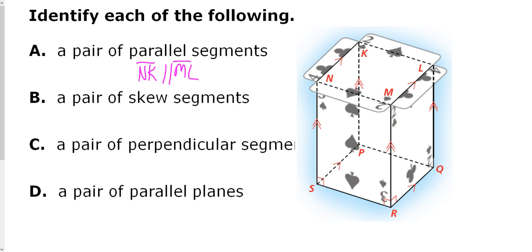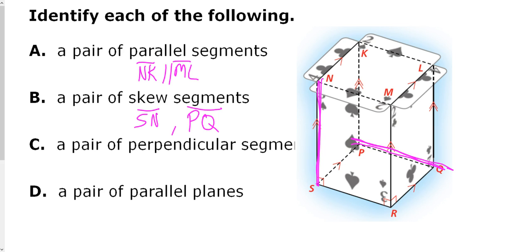A pair of skew segments. So skew, remember, means non-coplanar and they're not parallel. So I could have used segment SN, this front one here. And I need to choose something that's not parallel and that is not in the same plane. So I could choose PQ. There is not a symbol for skew, so we just list them out with a comma.